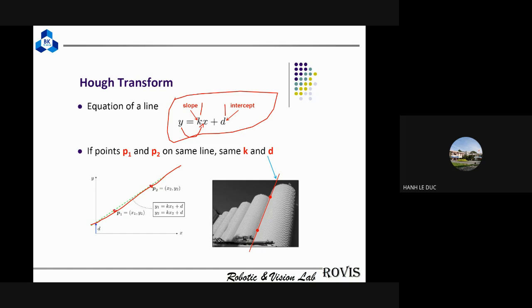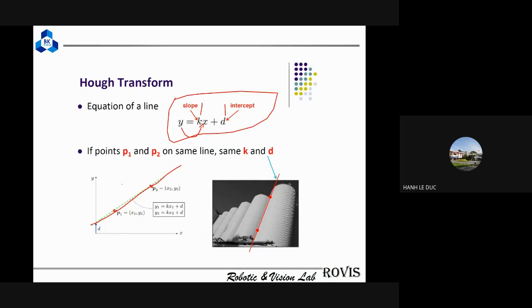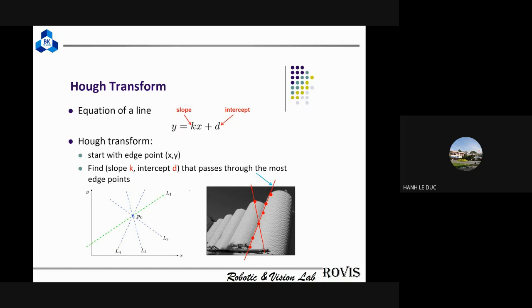So from this one, because in this image we have many points, P3, P4, right? If we use just this one, we don't know how many points there are. We cannot check how many points are related to this equation. So they propose the Hough transform method.